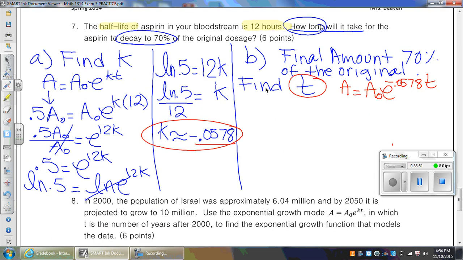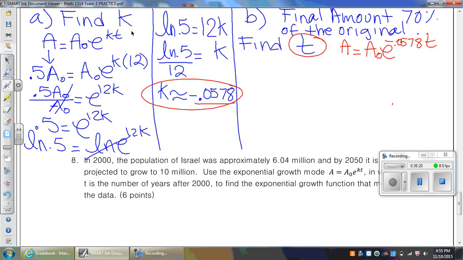Now last year, our tutor actually taught my students something wrong, and he used to tell them to subtract that from 100%. Don't do that, okay? The problem says to decay to 70% of the original dose. It doesn't say to lose 70%, but just trust me, you will answer it this way. Now the final amount is 0.7 of the original. We have the original here.